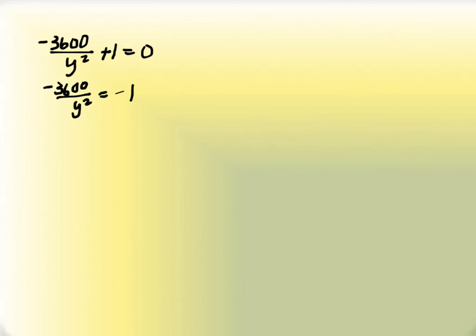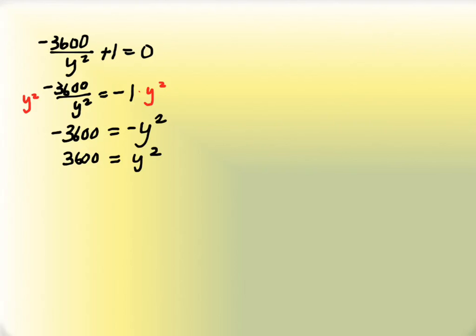Then what? We can multiply both sides by y squared, or you can use that phrase cross multiply. So you're going to get negative 3600 on the left, and you're going to get negative y squared on the right. Then what? Yeah, the negatives can sort of cancel each other out because we can multiply or divide by negative 1. Then what? All right. So y would be equal to what?